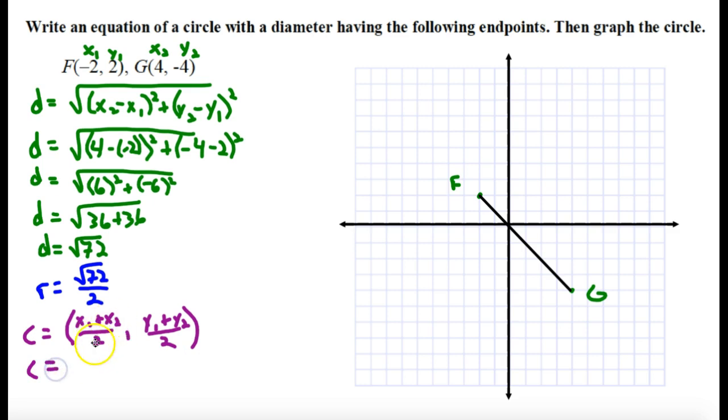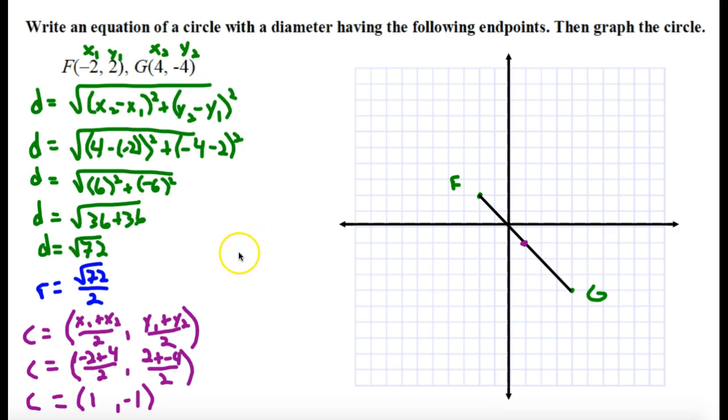So if I plug those points in, I'll have negative 2 plus 4 divided by 2, and 2 plus negative 4 divided by 2, which gets me negative 2 plus 4 is 2, 2 divided by 2 is 1, 2 plus negative 4 is negative 2, divided by 2 would be negative 1. So my center is at the point 1, negative 1. So there's the center of my circle. So now I can write my equation.